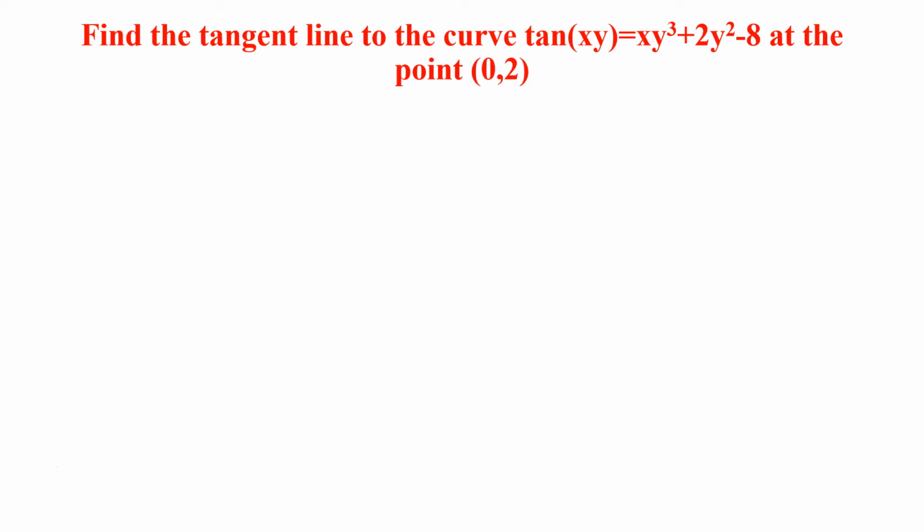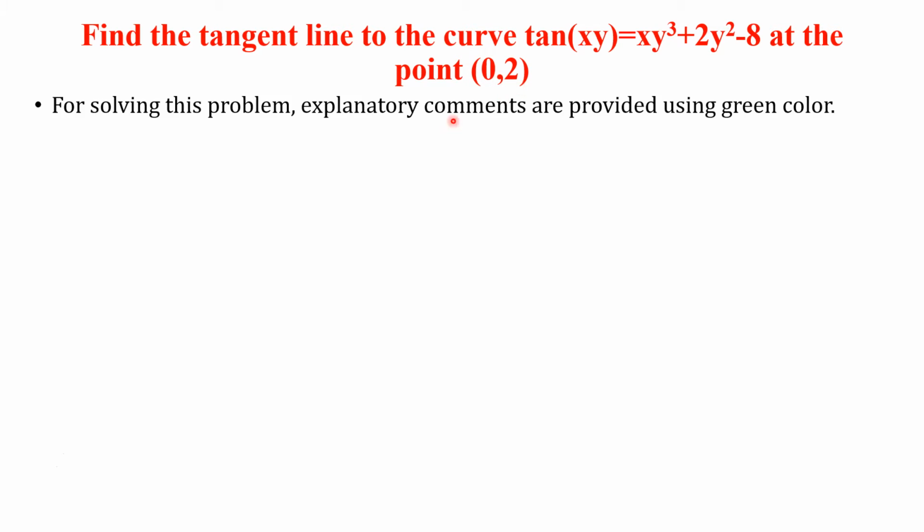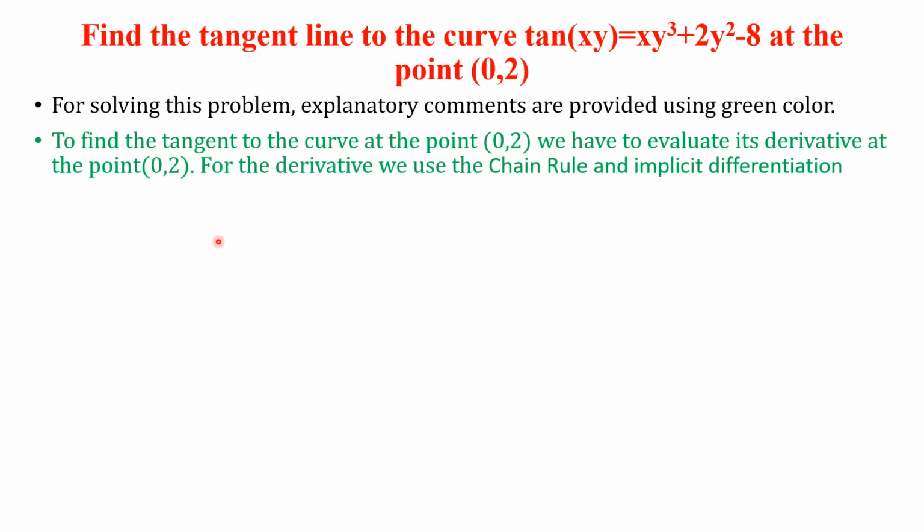The first problem: we have to find the tangent line to the curve tan(xy) = xy^3 + 2y^2 - 8 at the point (0, 2). For solving this problem, explanatory comments are provided using green color. I'm not going to go through the green color reading, so that's just for further details.